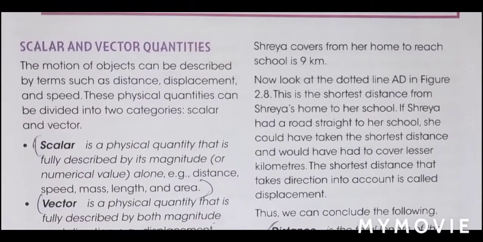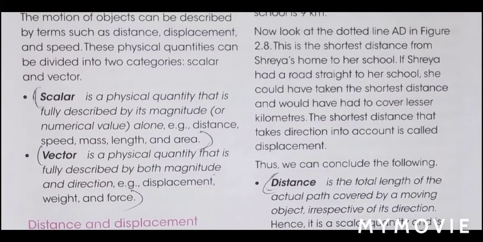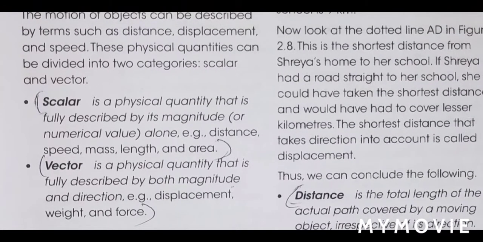Dear students, in this video today I am going to explain chapter 2, second part, scalar and vector quantities. At first we learn about scalar quantities. This I already explained in my previous video, but again I am going to explain. So what is a scalar quantity? A scalar quantity is a physical quantity that is fully described by its magnitude. Magnitude means numerical value.